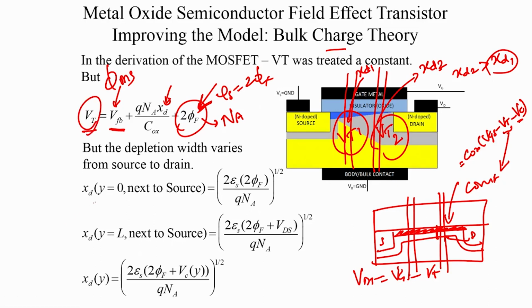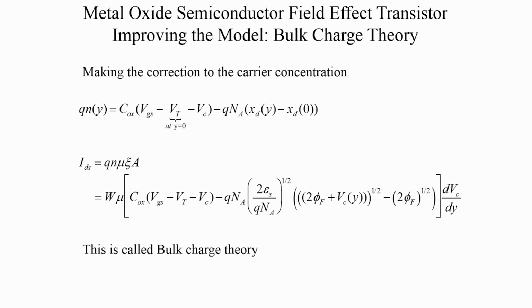So, near the source side, that is at y equal to 0, this is our XD, that is the depletion width. And near the drain side you have a larger depletion width, and that is given by this term. You are all now already very familiar with how to define depletion width in terms of the surface potential, and at any point y, this is the depletion width, it depends upon the potential of the channel there. Therefore, we can correct our relation for Qn in this particular manner.